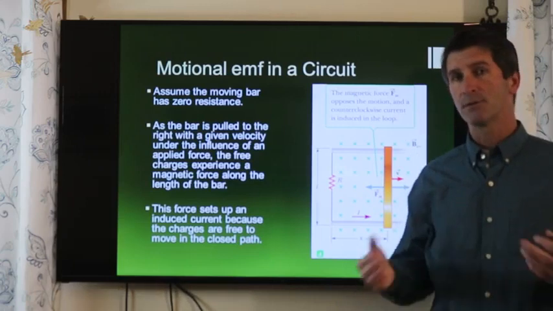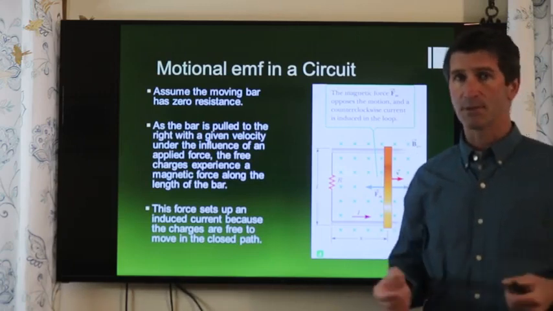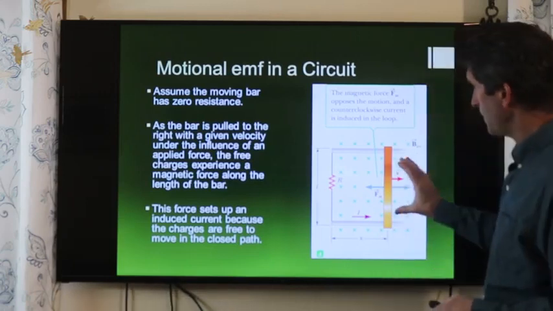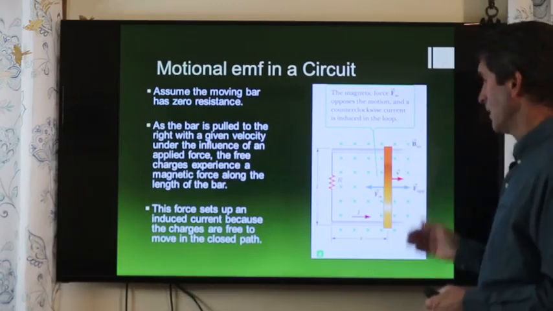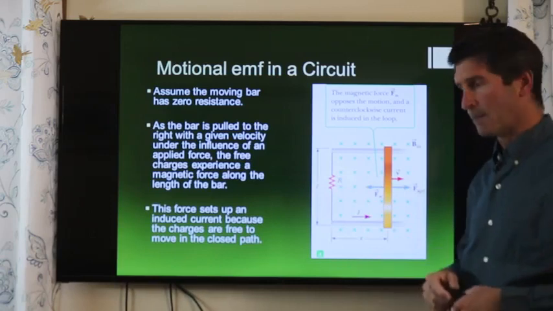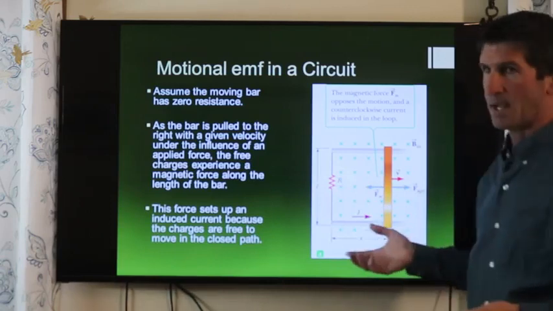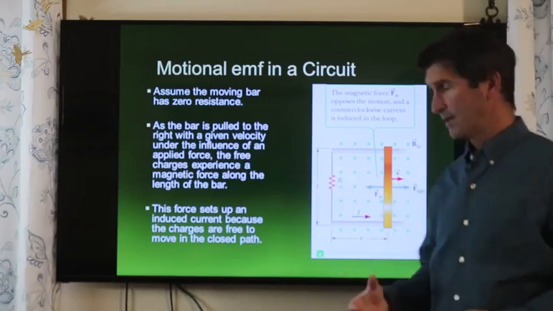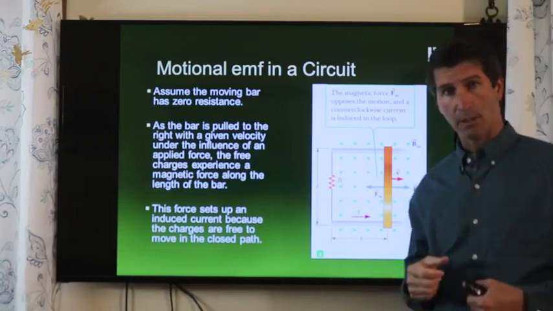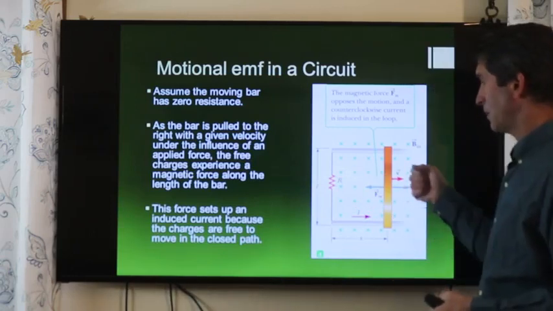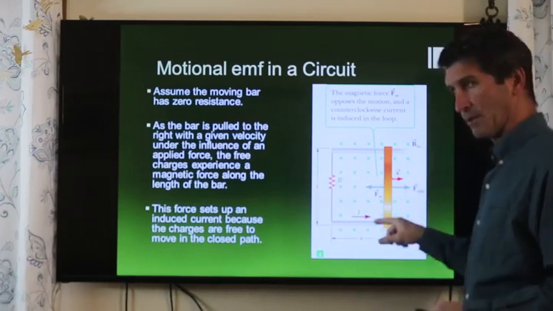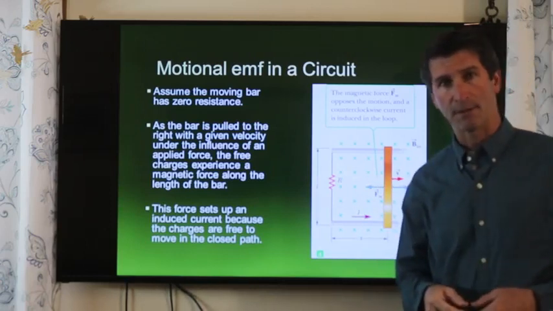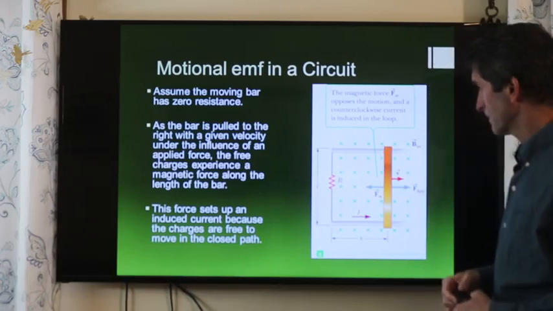Now, for every action, there's an equal and opposite reaction. That's Newton's third law. So as we pull it this way and the electrons are forced down, there will be an opposing force in the opposite direction. And this makes sense because we have to do work on this. We have to apply work here. And as we put mechanical energy into the system, that is converted into electrical energy, and that creates the current that flows through here. Okay?